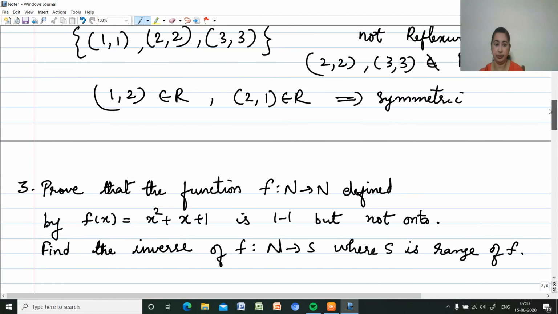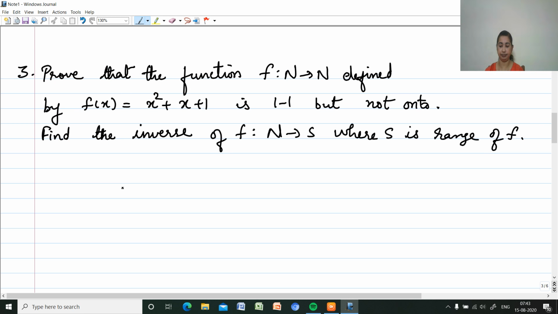Now the third question, prove that the function f from N to N defined by f of x equal to x square plus x plus 1 is one-one but not onto. So how to prove that it is one-one, or how to check whether it is one-one or onto? In order to check it as one-one, we have to start with f of x1 equal to f of x2, and we have to reach the conclusion that x1 is equal to x2.